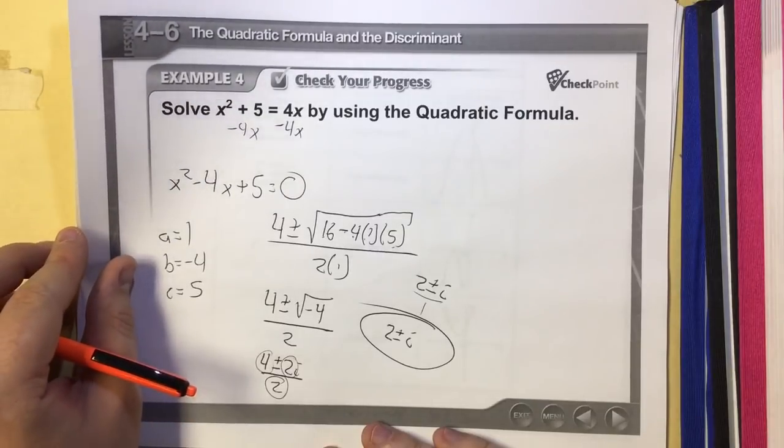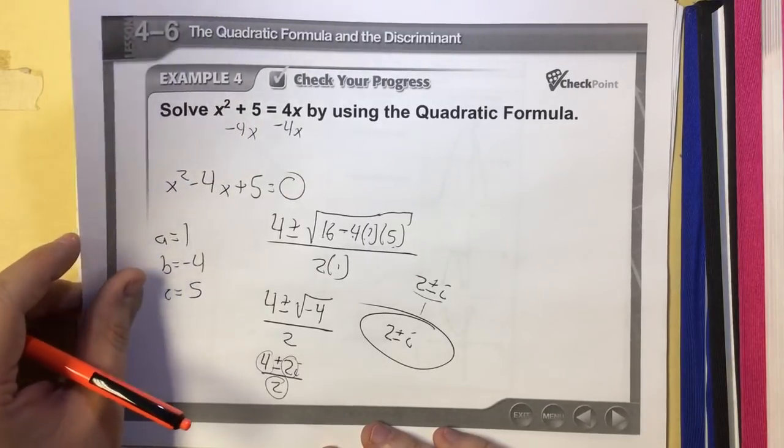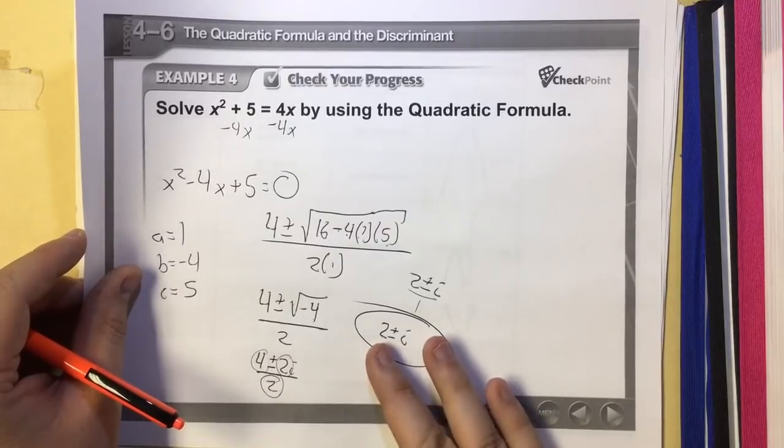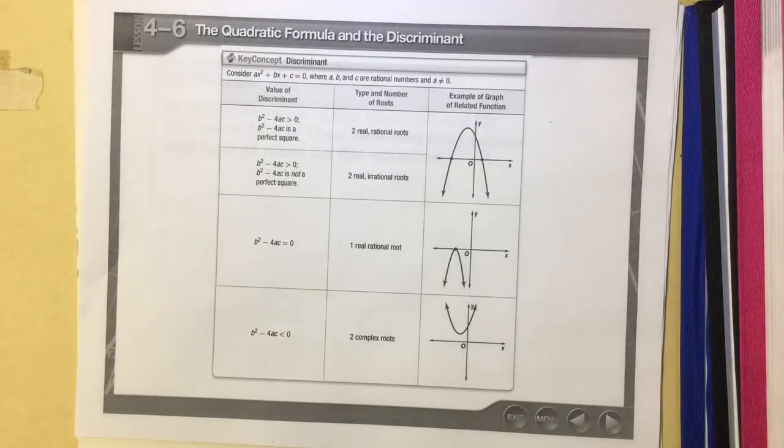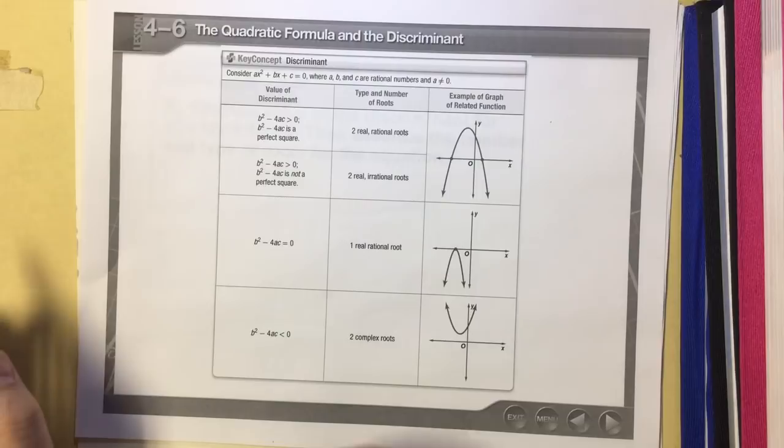Again, 2 answers. These are complex answers. Complex because they have a real part and an imaginary part. All right, these notes right here, right out of the textbook.